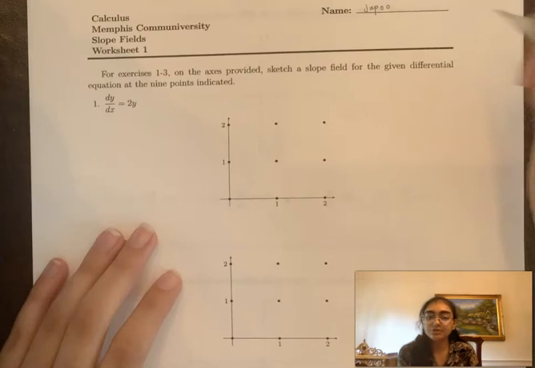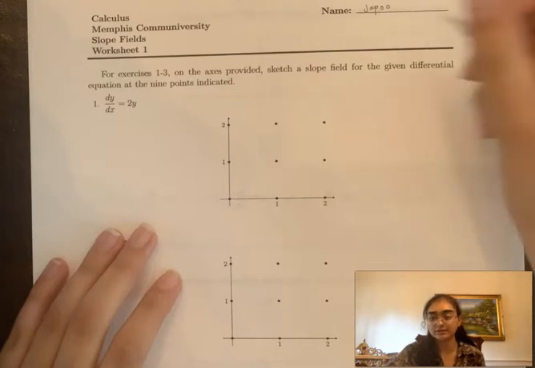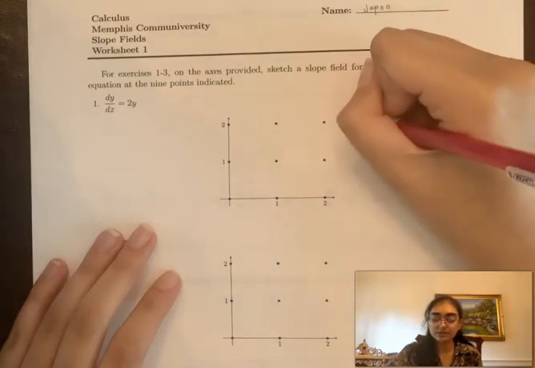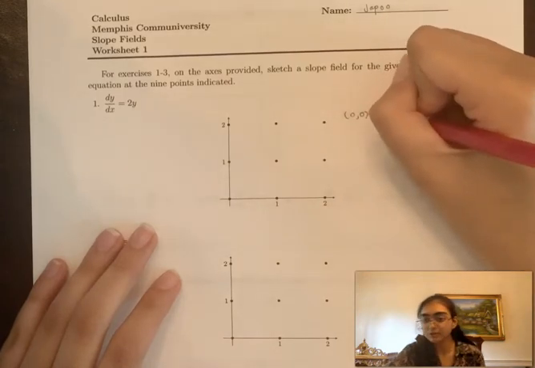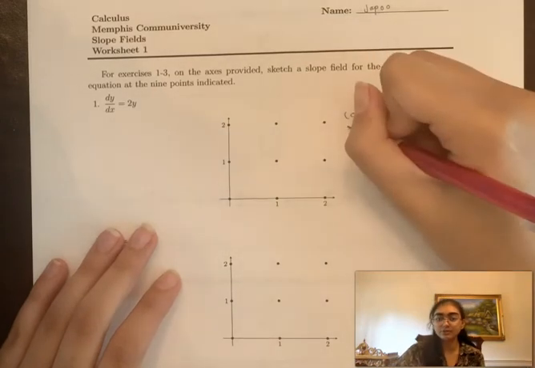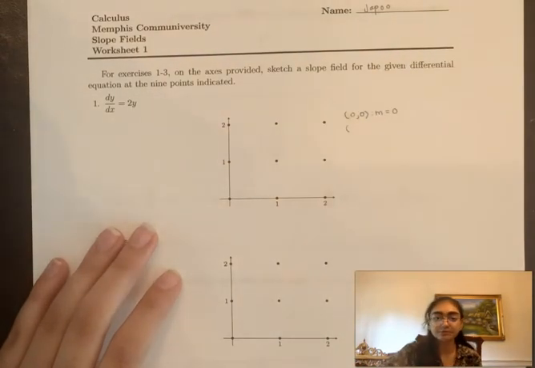So for the first three problems, we're going to sketch a slope field based on the differential equation that we are given. The problem gives us a set of points, and for each of those points we're going to find the slope and then draw a line segment to indicate what the slope is at each of those points. So basically it's a field of slopes, which is why slope fields have the name slope fields.